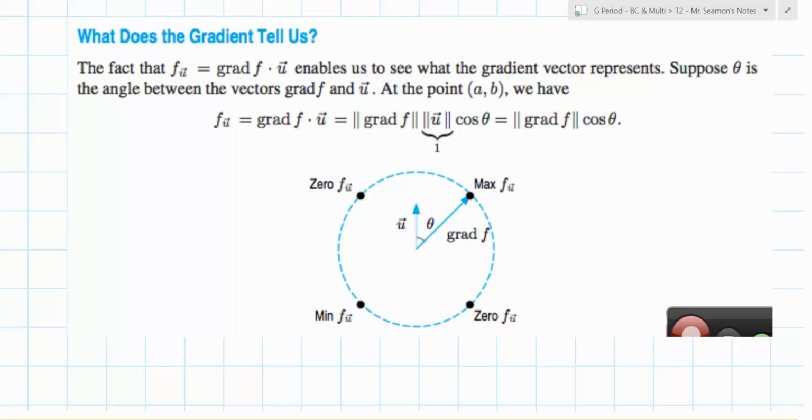So f sub u is the gradient vector, grad f dot u. Let me write it even shorter. This is a restatement of what I just said. This is not new. There were 2 definitions for dot product, algebraic and geometric.